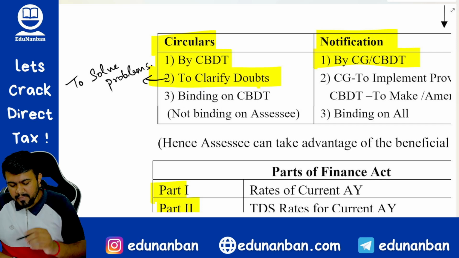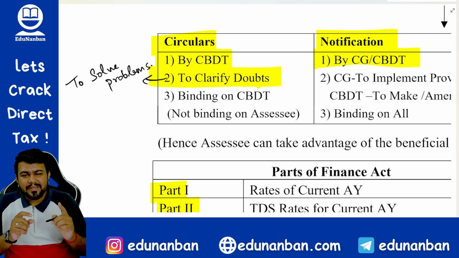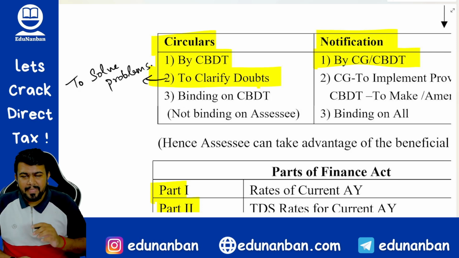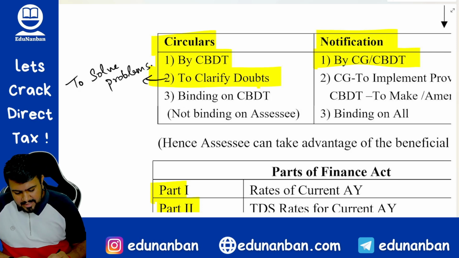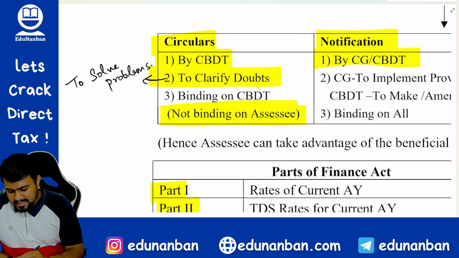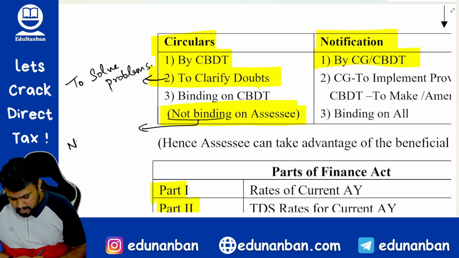Okay. However, what is the right method? The right method is to bring the explanation in the Income Tax Act. Correct? Because the power to change the law is with whom? It is only with the Parliament. The CBDT does not have the power to create the law. That is why the circular is not binding on the assessee. Not binding means what? Not compulsory.